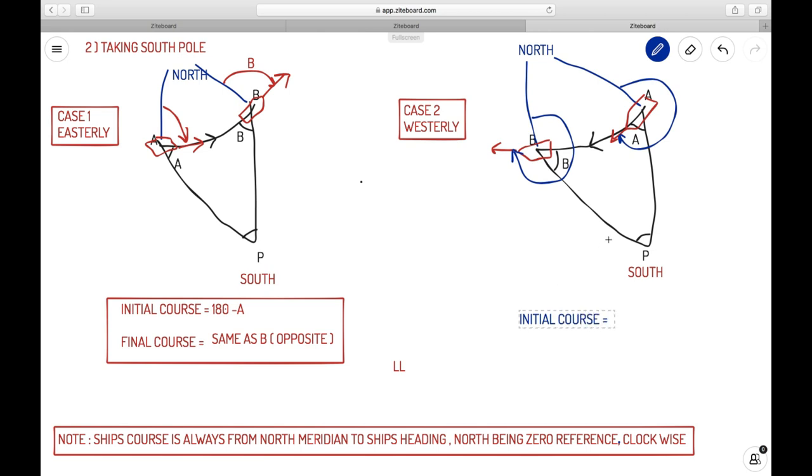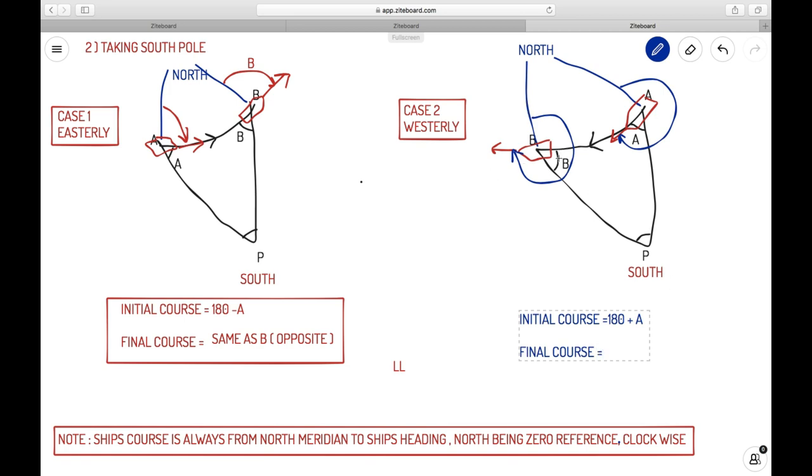If you draw your diagram like this, you will never get confused about the courses. So let's decide the initial course. From the diagram, you know angle A, and you know this is a straight line, the same meridian. So the angle from here till here will be 180, and you know A, so it will be 180 plus A.